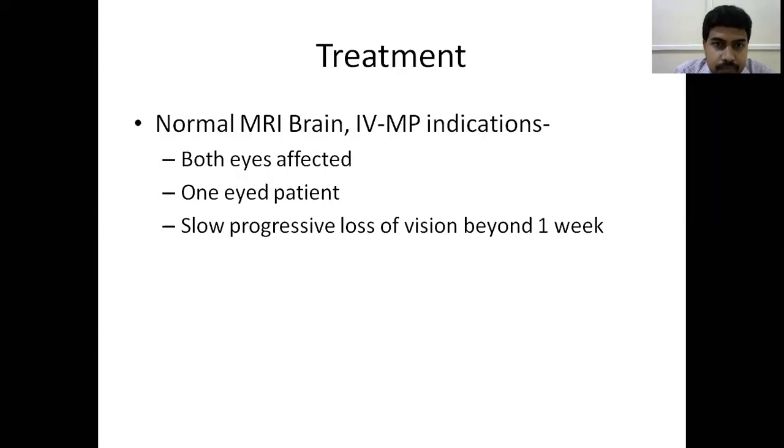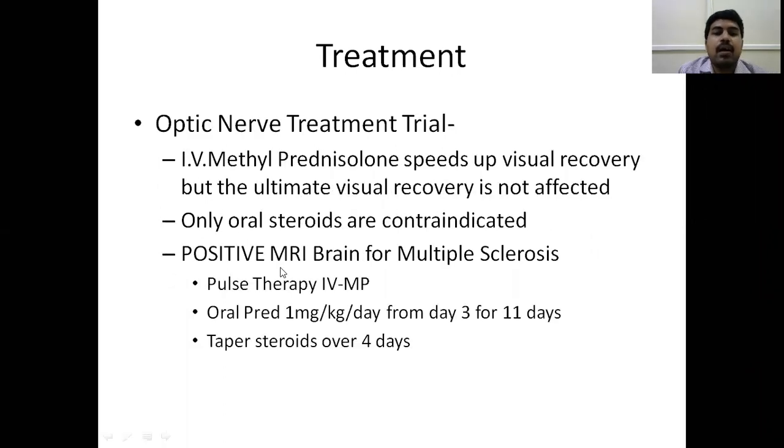Okay. So positive MRI brain, IVMP indicated. Usually, if the brain has positive findings for multiple sclerosis only, we start this pulse therapy of methylprednisolone. Some people say that it usually depends. It varies from surgeon to surgeon and book to book. So some surgeons prefer to start IV methylprednisolone for any case of optic neuritis, but some surgeons prefer to put him on methylprednisolone steroids only if the MRI brain is positive for multiple sclerosis.